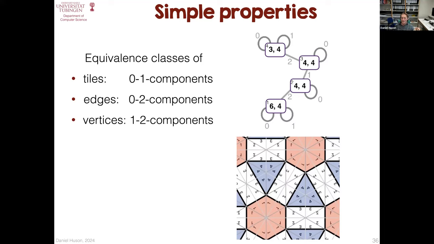And you can see there's the one that separates the red from the white tiles, and then there's the edges that separate the blue from the white, and that's all there is. So these are some very simple properties that you can read off this graph that tell you something about the tiling.